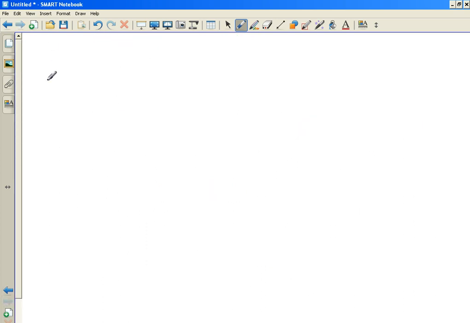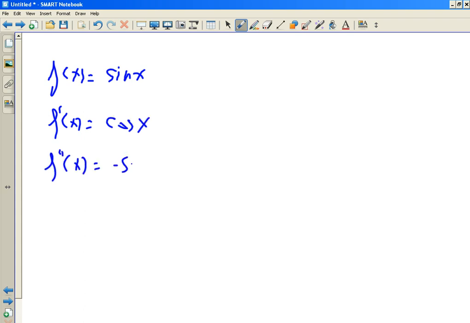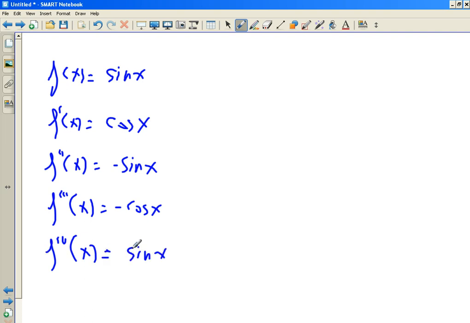What if f of x is sine x? What's f prime? Cosine. What's f double prime? Negative sine. What's f triple prime? And so forth. I think I'm going to need a couple more terms. You'll see why in a minute. This becomes sine, and this becomes cosine.